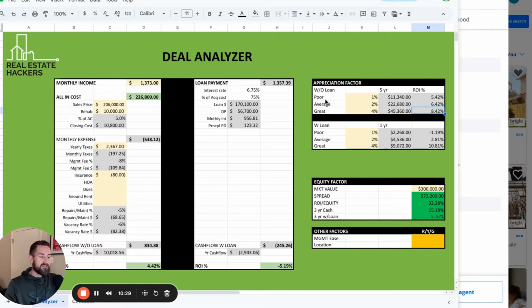And the reason I have this is poor, average, great. This is just saying great neighborhoods usually appreciate a bit better, and neighborhoods that are poor, a bit rougher, probably appreciate on the lower end. So I kind of give it a rating over here.